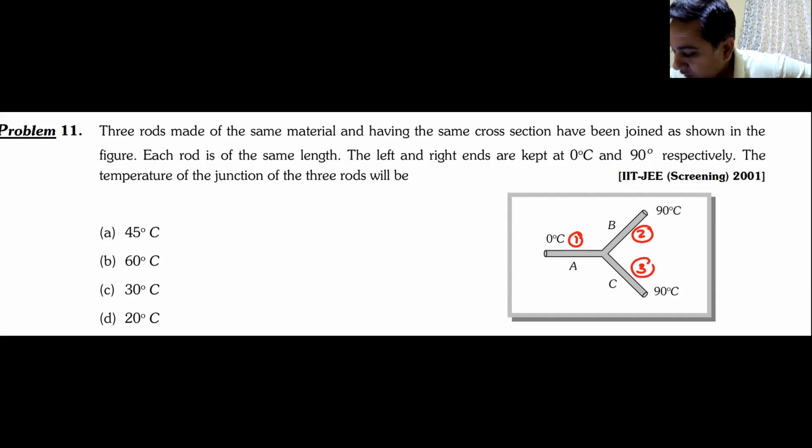If I call this rod 1, this rod 2, and this rod 3, are the resistances of these rods same or different? All three are same. Okay, let me call the resistances R. Now, please go ahead. What did you want to tell me? So the first one is in series with the parallel. 2 and 3 are parallel.